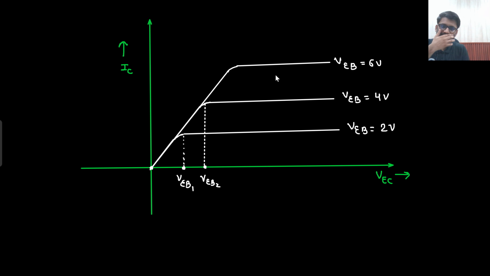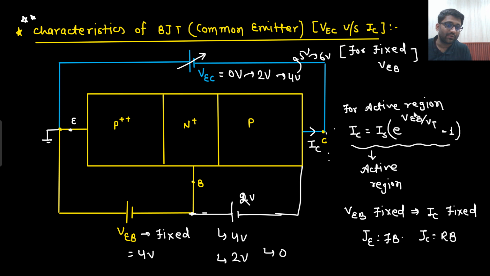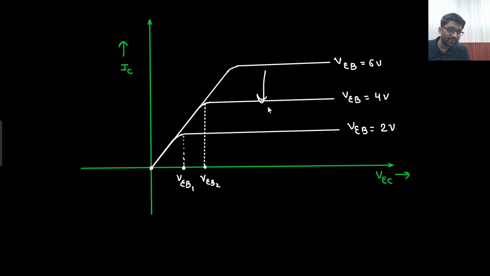Although this gap will not be the same, okay, this gap will not be the same. If you are doubling the VB potential, from 4 to 6, this is exponential, no? So current would rise up exponentially. More VB means more and more holes will be injected here, that means more and more current would be there. But that current would rise up exponentially, right? So this gap would be much more.